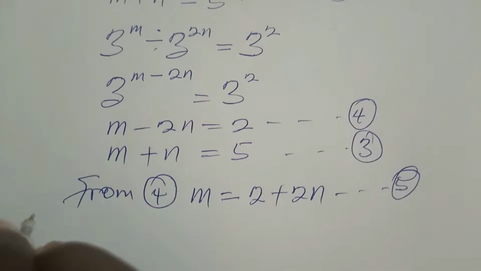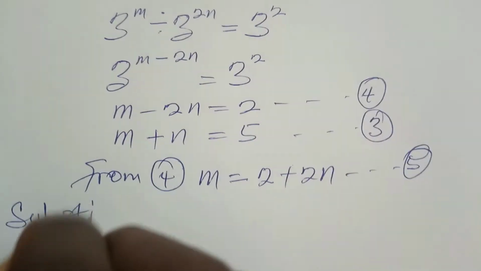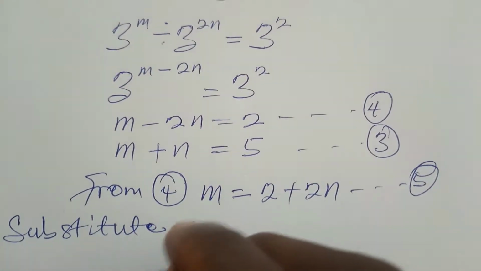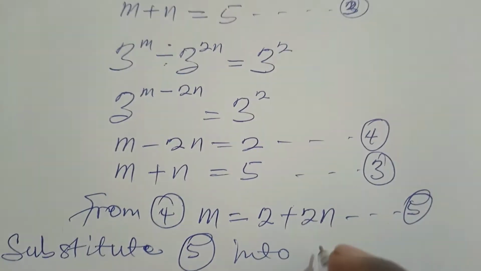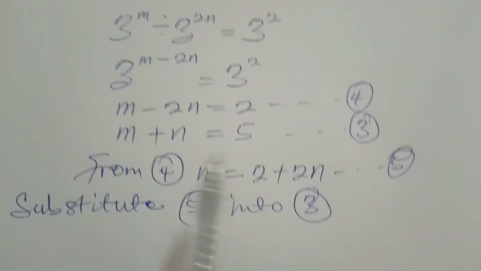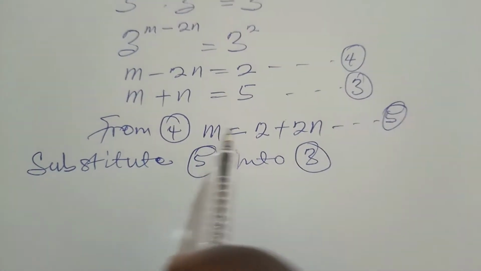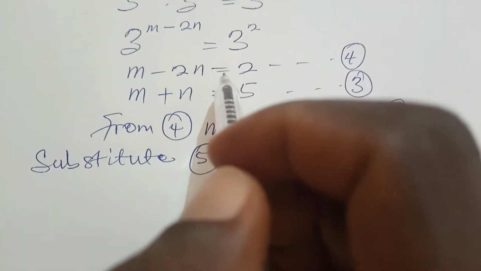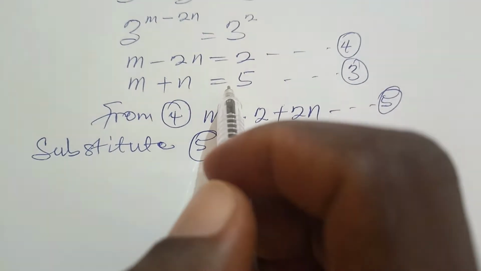So I will now substitute equation 5 into equation 3. Remember, I cannot put it into equation 4 because I got equation 5 from equation 4. Equation 5 is the same as equation 4, only that I made m the subject. So I cannot put it back into the same equation that I got it from. I have to put it into the next equation, which is equation 3.